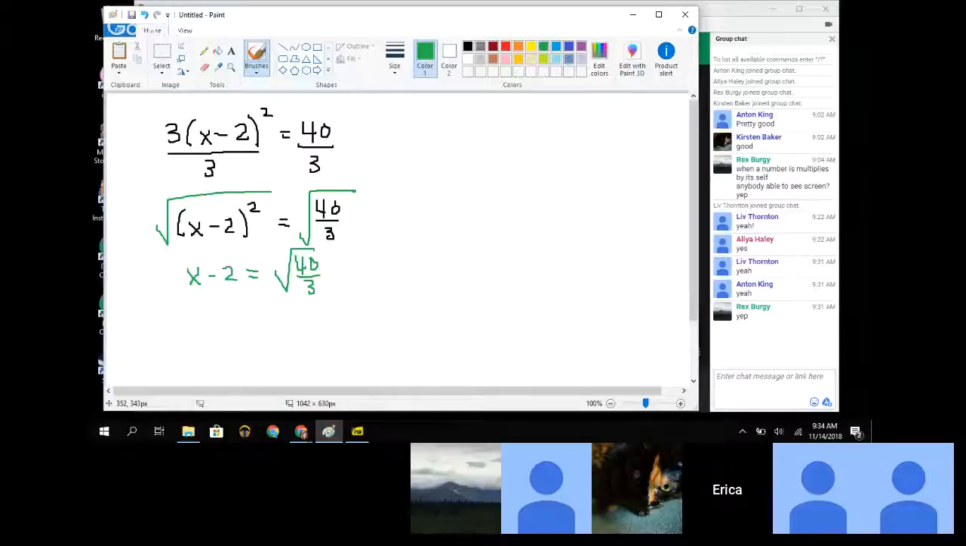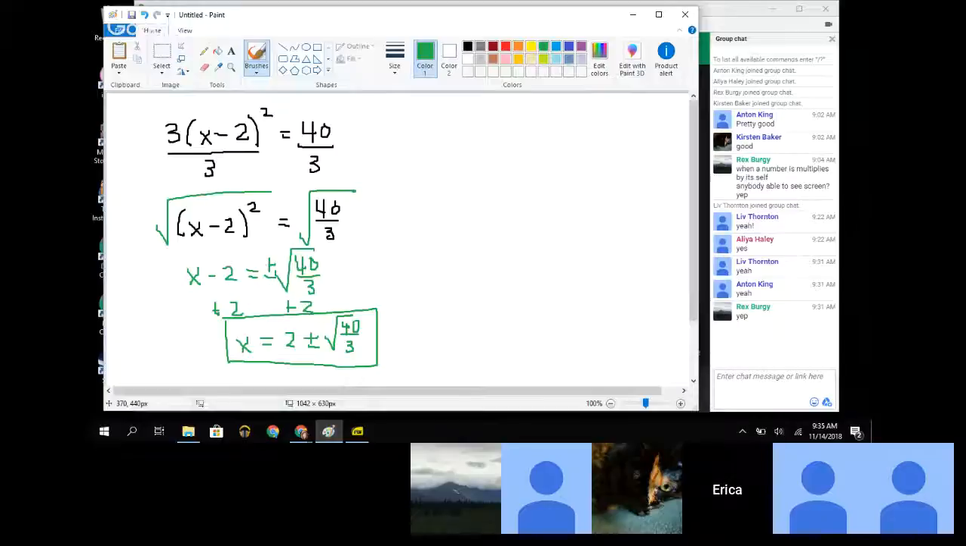So then you're almost there, because all you need to do is add 2 to both sides and you end up with x equals 2 plus the square root of 40 over 3. Okay, this seems like a crazy answer. Oh, I totally forgot something. When I took my square root of 40 over 3, it should be plus or minus, because there's always 2 answers. So this should actually be x equals 2 plus or minus the square root of 40 over 3. Sometimes your answers can look kind of crazy like that, and that's okay.